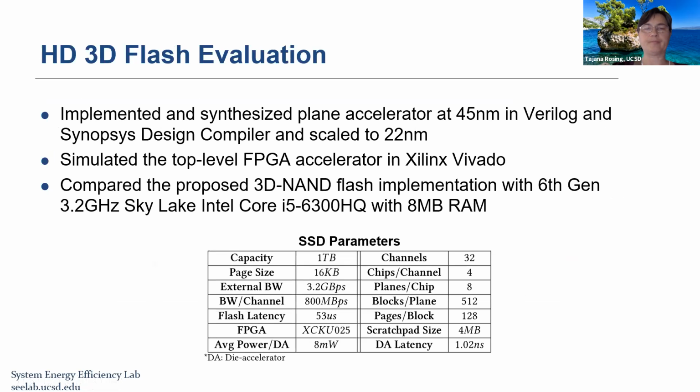And the number of features is just representative of the features that we extracted and that were used as a part of the training. So when we did the evaluation in Flash, we implemented and synthesized the accelerator in 45 nanometer technology using Verilog and Synopsys design compiler. And then we scaled it down to 22 nanometers to get more accurate performance numbers. We simulated a top-level FPGA accelerator using Xilinx tools. And then we compared the proposed implementation with the run on an Intel server, basically. And you can see the SSD parameters that we use.